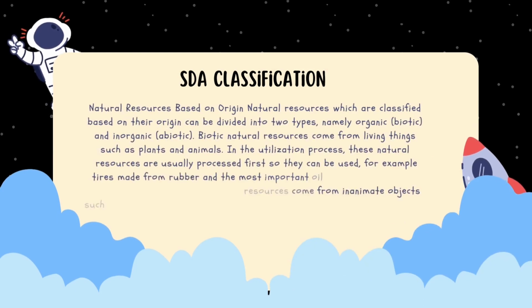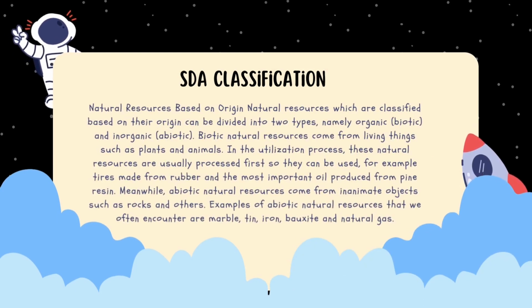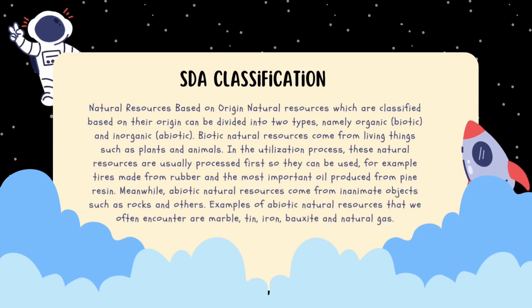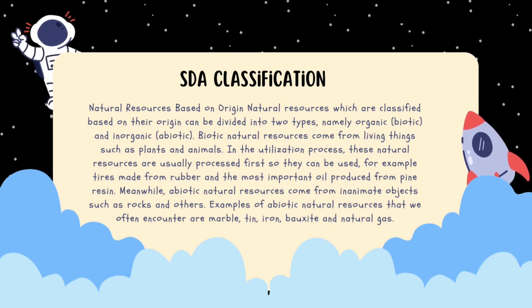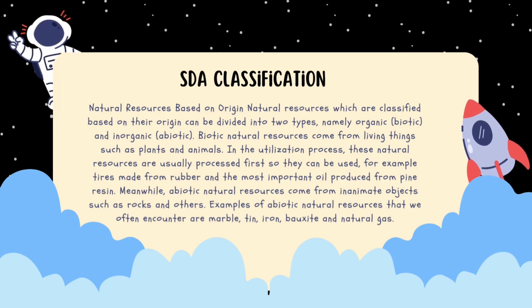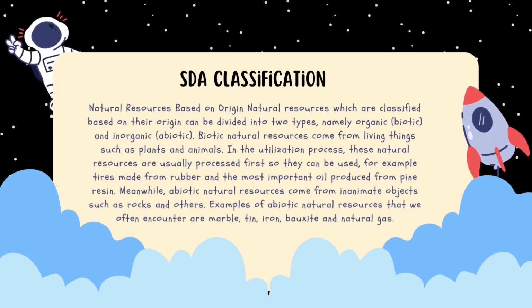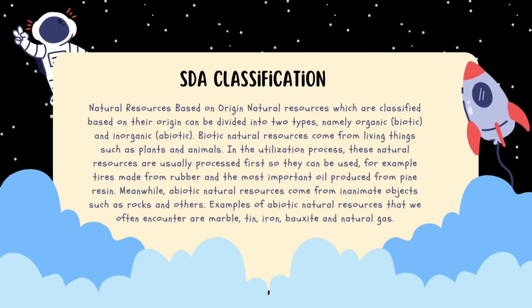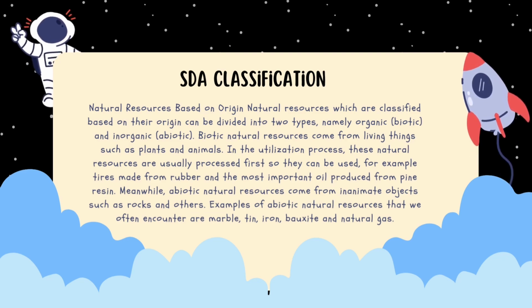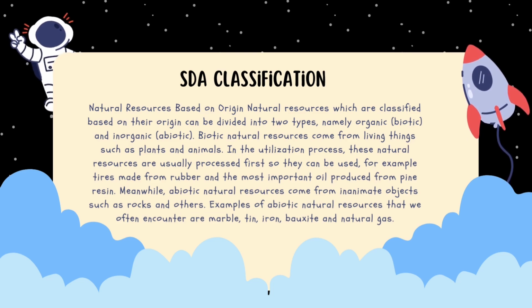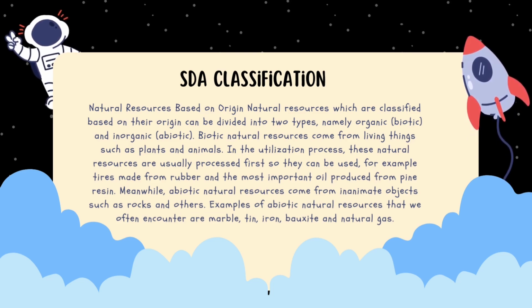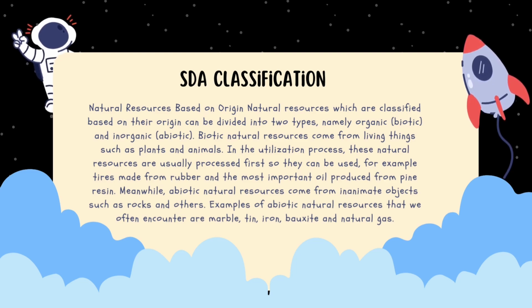Research classification. Number 1. Natural resources based on origin. Natural resources, which are classified based on their origin, can be divided into two types, namely biotic origin and abiotic origin. Biotic natural resources come from living beings such as plants and animals. In the utilization process, these natural resources are usually processed first so they can be used.